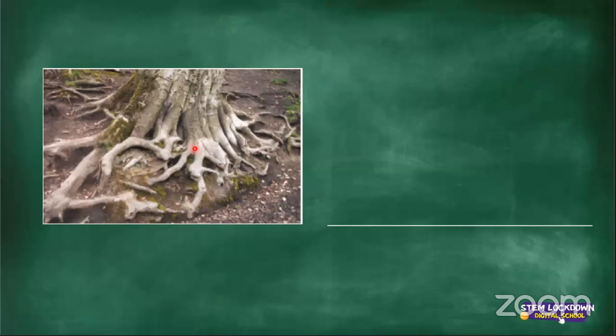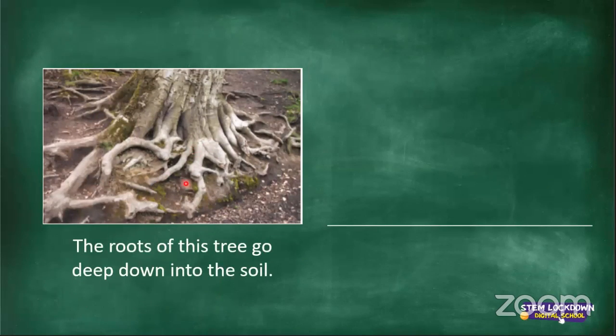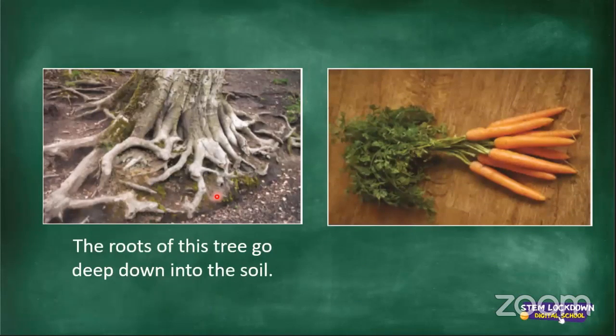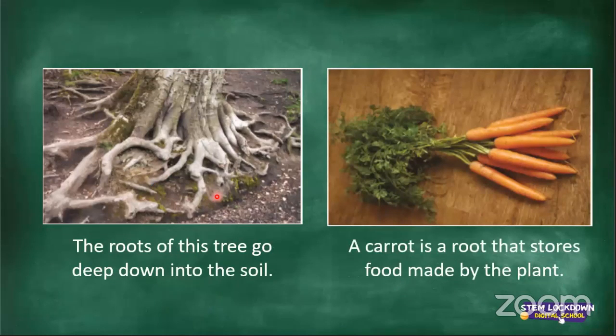Look at this tree's roots. You see here, this tree's roots go very, very deep into the soil. And if we just look at what I said, the functions of it, one of them would be to anchor this very big tree. So you can know in big trees that it's rooted very deep into the soil. Otherwise, that tree won't be able to stand properly, right? Carrots. A carrot is also a root, and it stores food made by the plant.